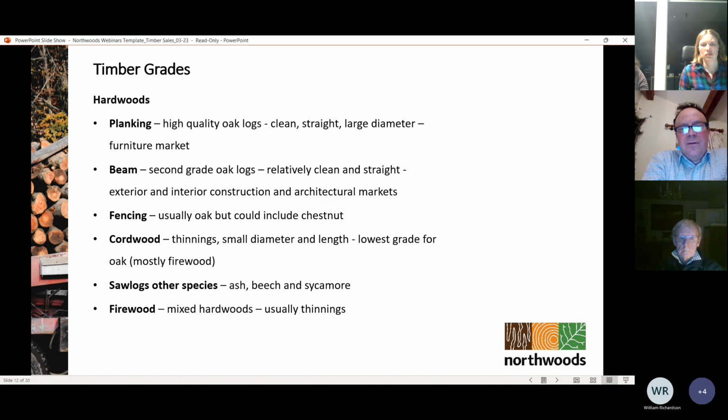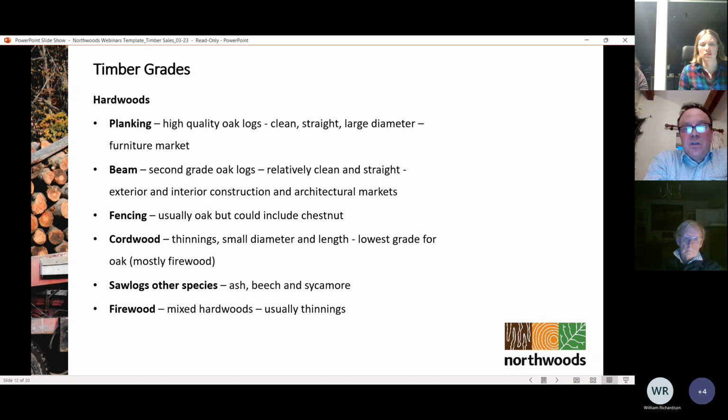Your next grade down tends to be beam oak, although very good quality beam oak, which is long length, so 20 foot plus and large diameter, so 300 mil section plus, can be right up there competing on price with oak planking.